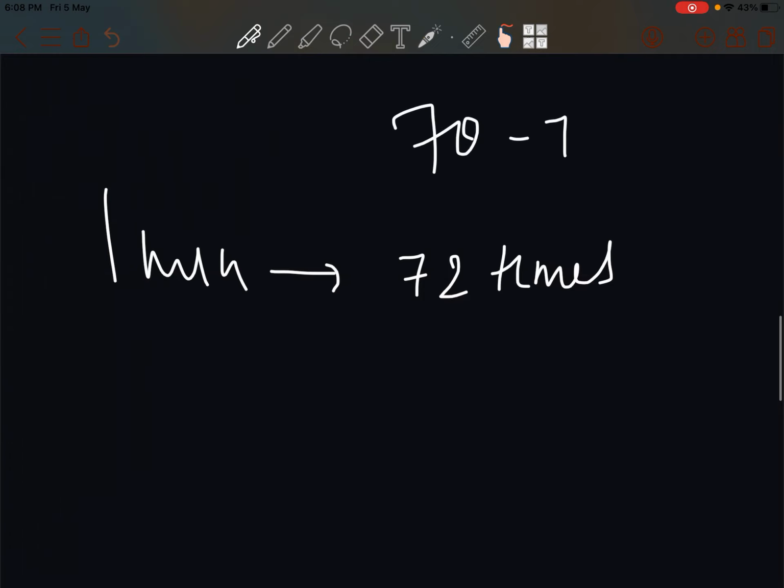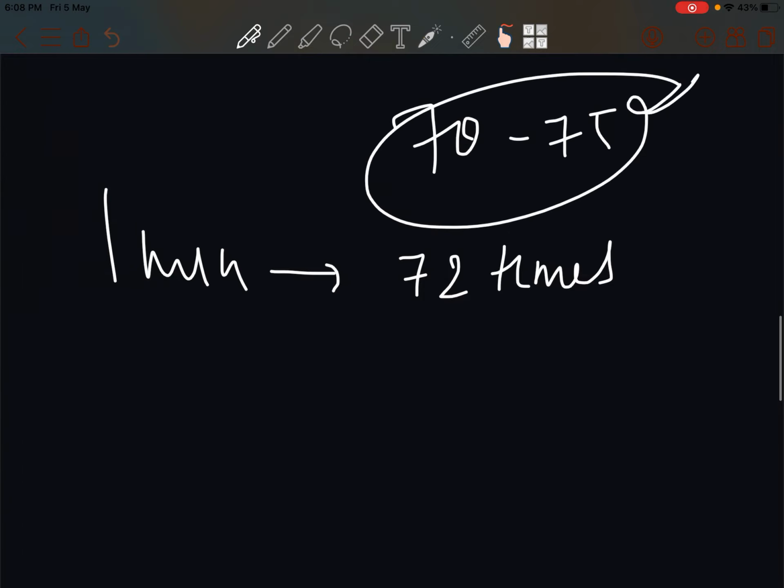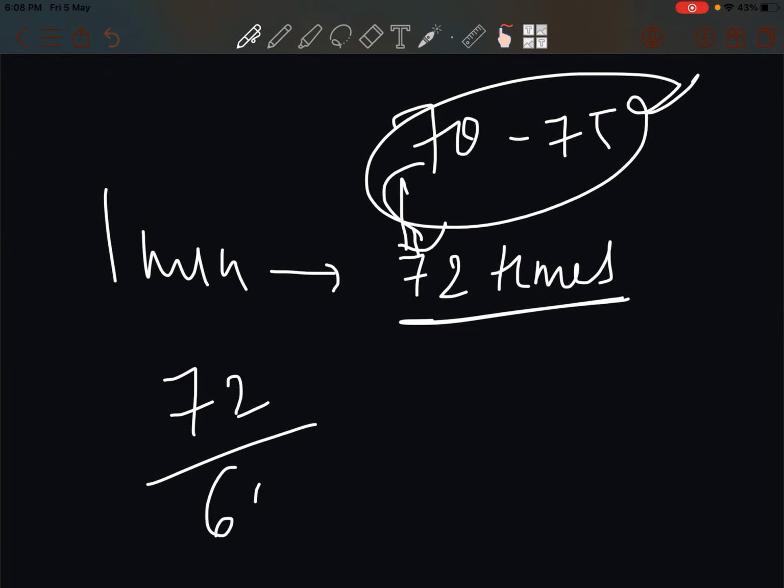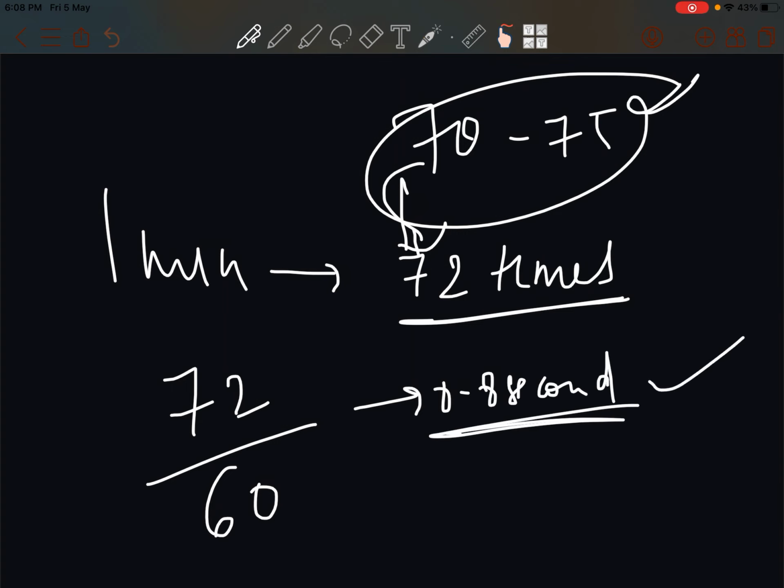70 to 75 action potentials per minute, so the average is 72 beats per minute, right? So when it beats 72 times, 72 cardiac cycles happen in 1 minute. So 60 divided by 72 is about 0.8 second. One cardiac cycle lasts for 0.8 second. So in 0.8 seconds our one cardiac cycle is over.